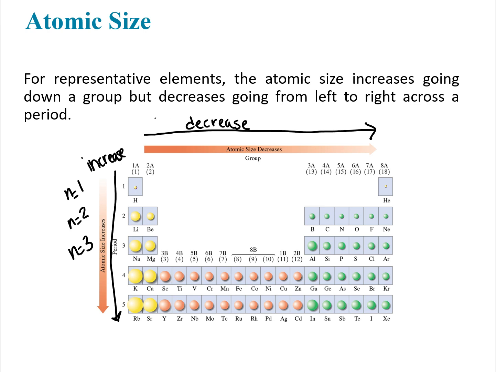But across the periodic table, we're not increasing the energy level, but we are adding protons. And those protons are going to draw in the electrons a little bit closer to the nucleus. Because remember, opposite charges attract. So as you go across a period, the atomic size is going to decrease.